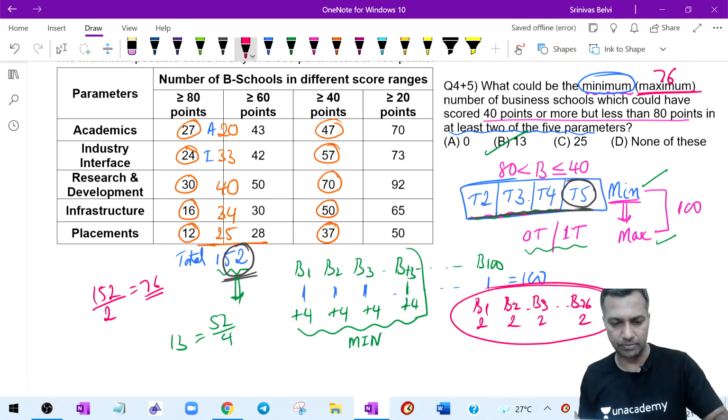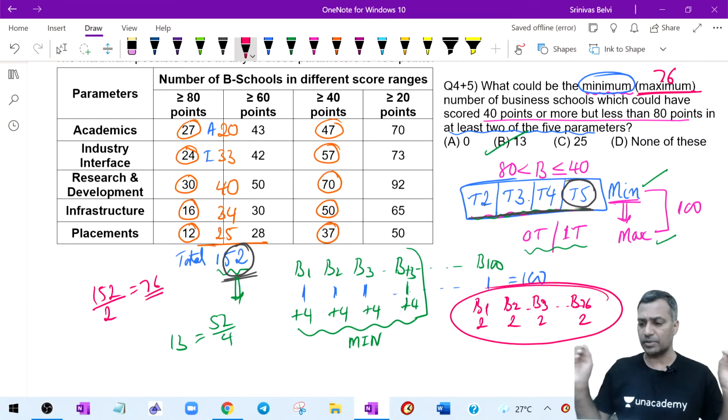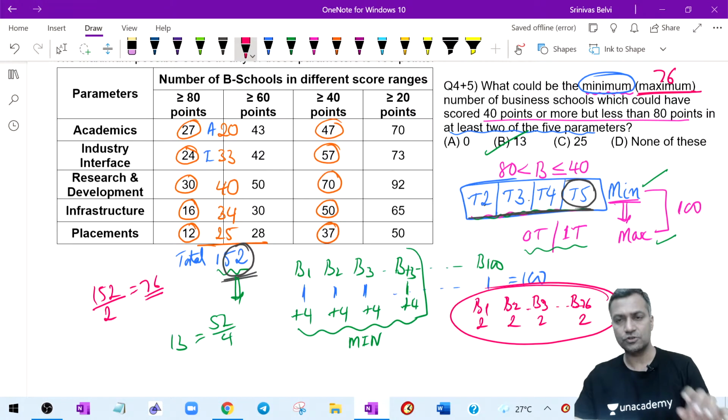Clear? Concept is clear, everybody? This concept as well as application is clear for today. Done? Sorted? This is sorted, everyone.